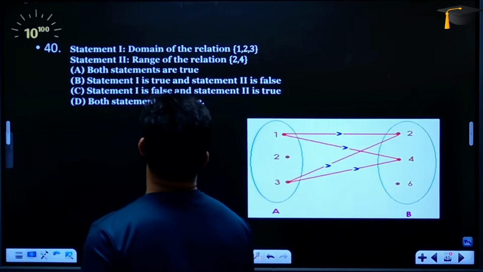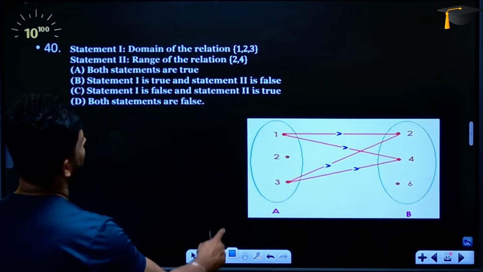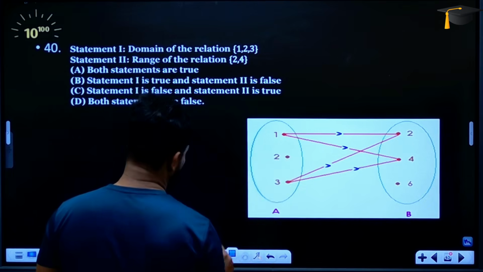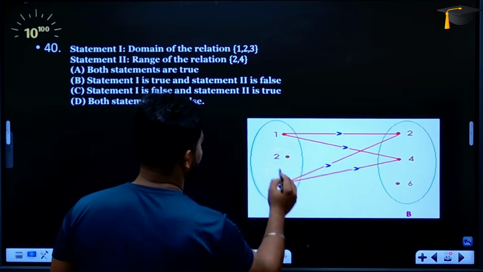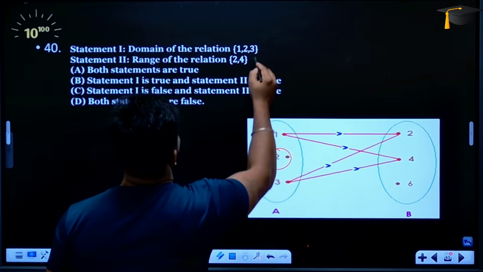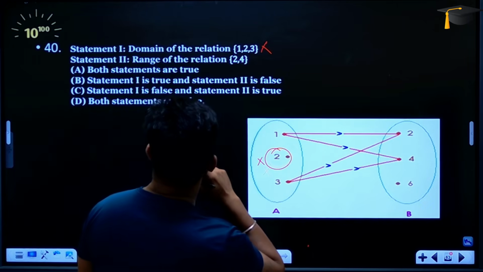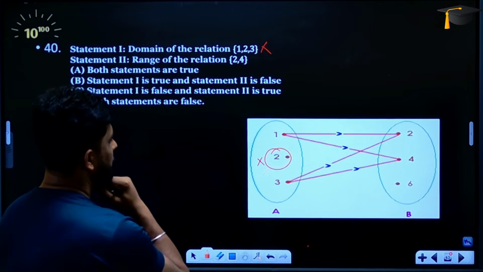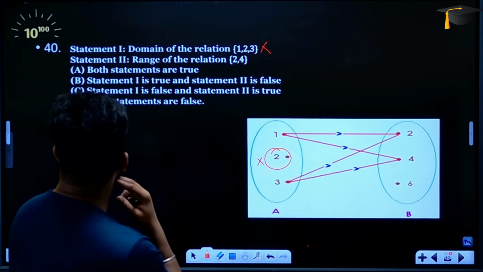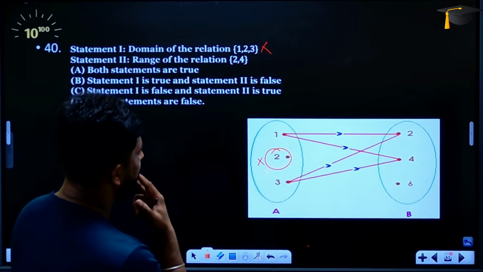Next, the domain of the function is 1, 2, 3. Statement 1 is wrong. The range of the relation is 2 and 4. First of all, it is not a function at all, correct? Because one input has given two outputs.